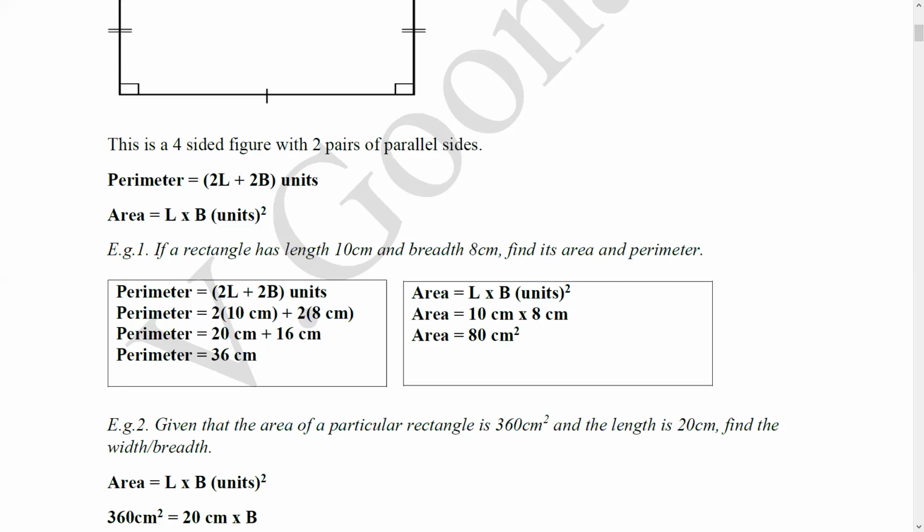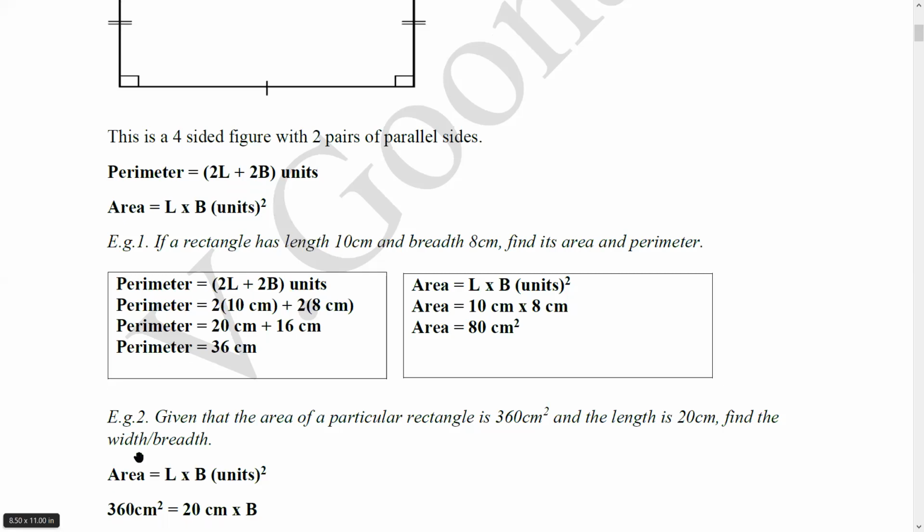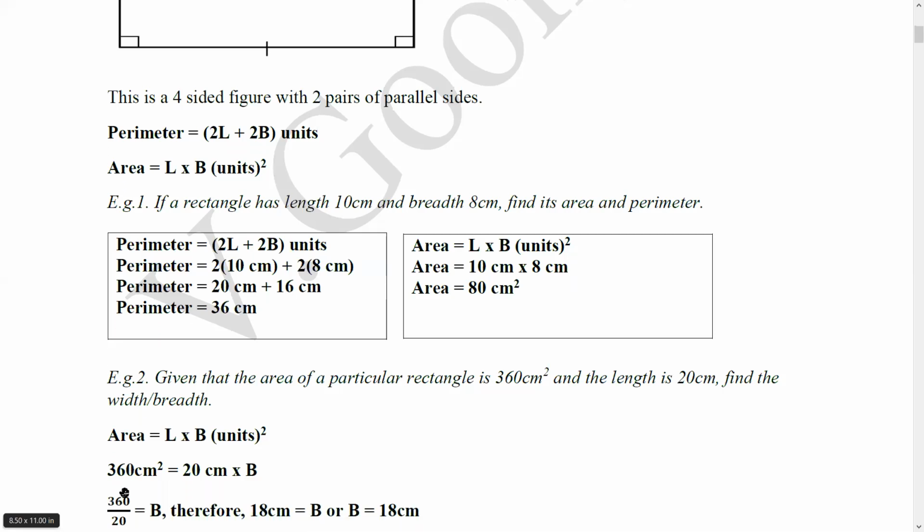Multiplication. Right? And then when we take this 20 and it goes across, multiplication becomes what? Division. Correct. So it becomes 360 divided by 20 is equal to B. Therefore, it will read 18. This will work out to be 18 is equal to B. Or we can say B is equal to 18 centimeters. You understand that?